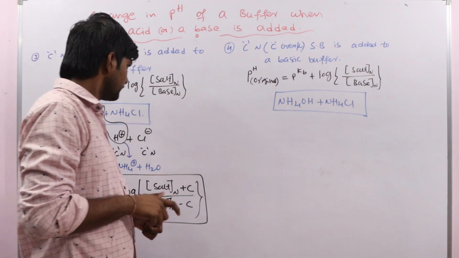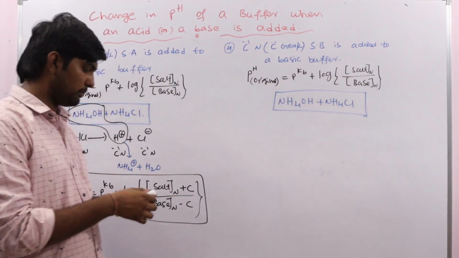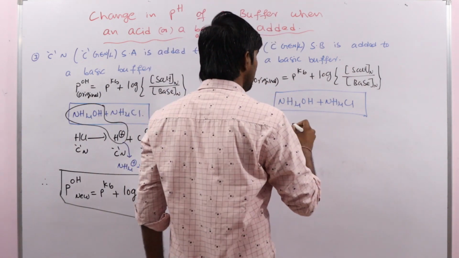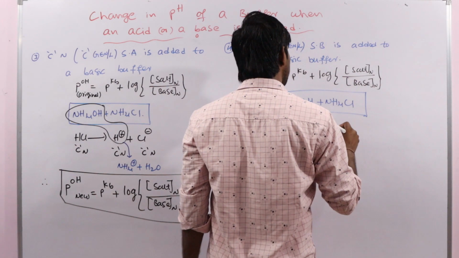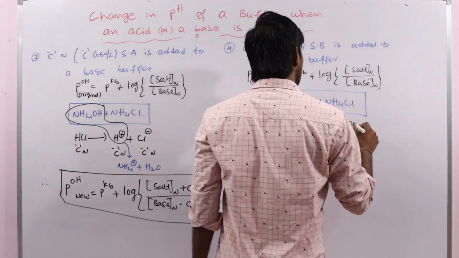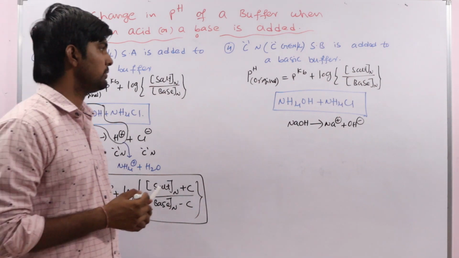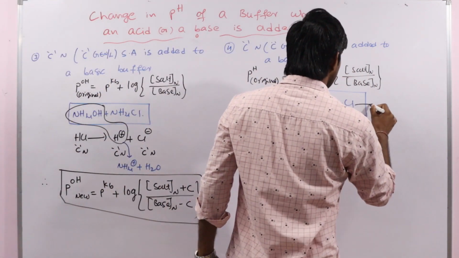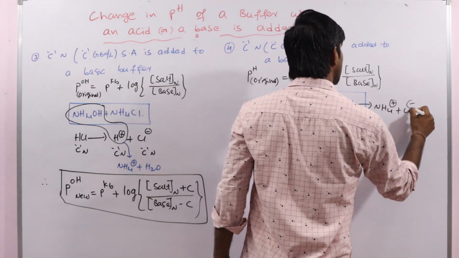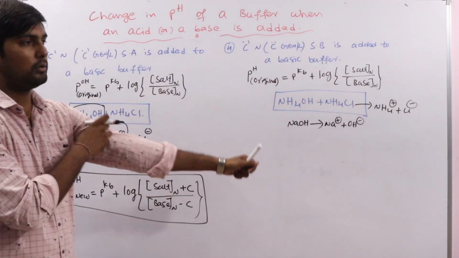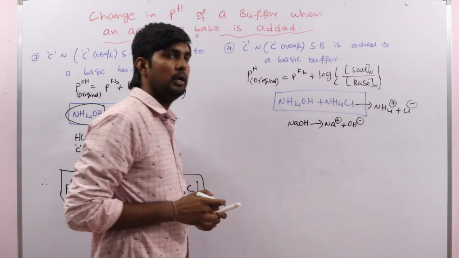Next, when strong base is added to the basic buffer, what happens? For example, we have added sodium hydroxide. It will give Na+ and OH-. Yes or no? Na+ OH-, and the buffer exists as NH4+ Cl-. Yes or no? A strong electrolyte undergoes almost 100% ionization. Actually, it exists as NH4+ and Cl-.